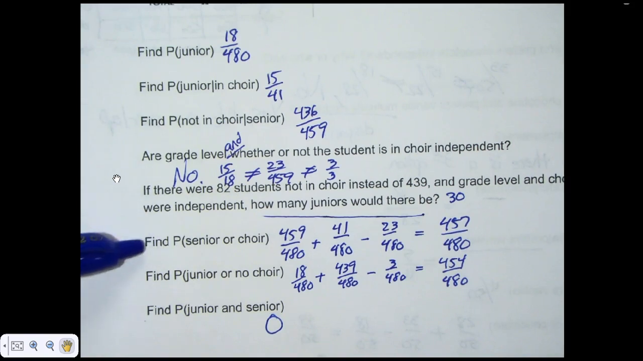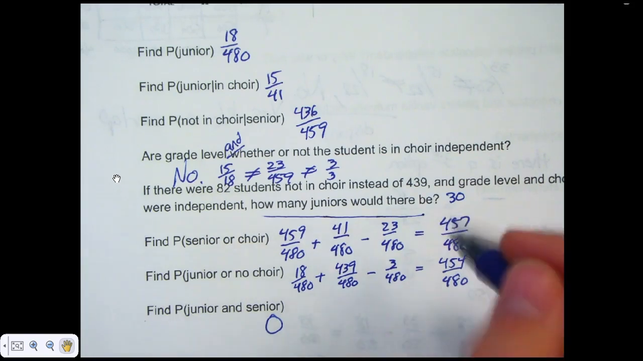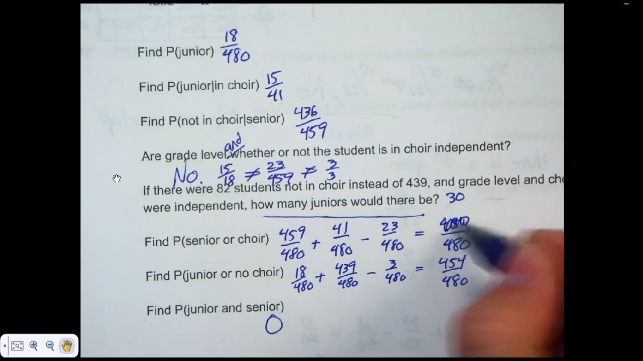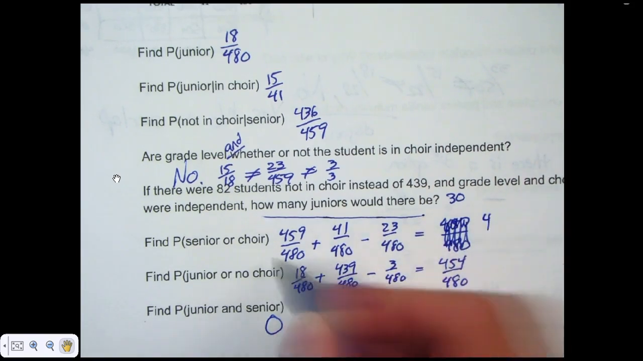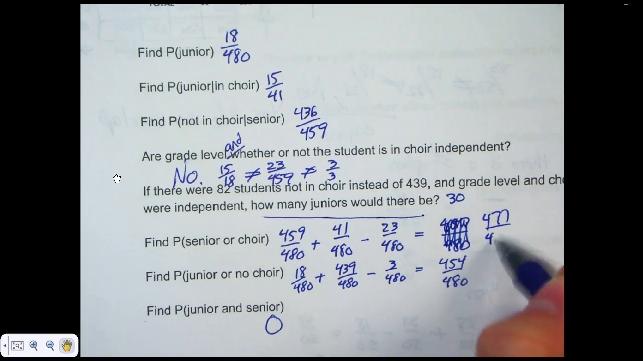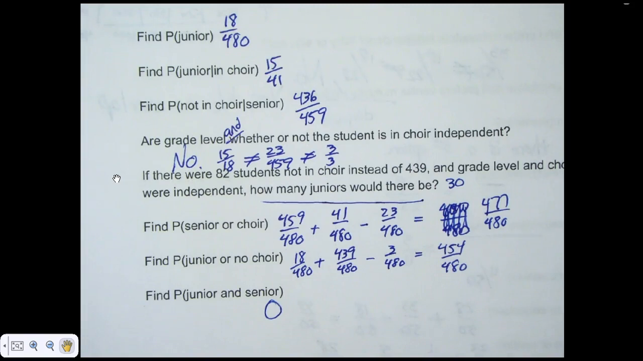Say it again. Finish 477 over 480. Did I add wrong? Yes. Thank you. Like my work is right, right? Yeah, that's right. Not important. Thank you.